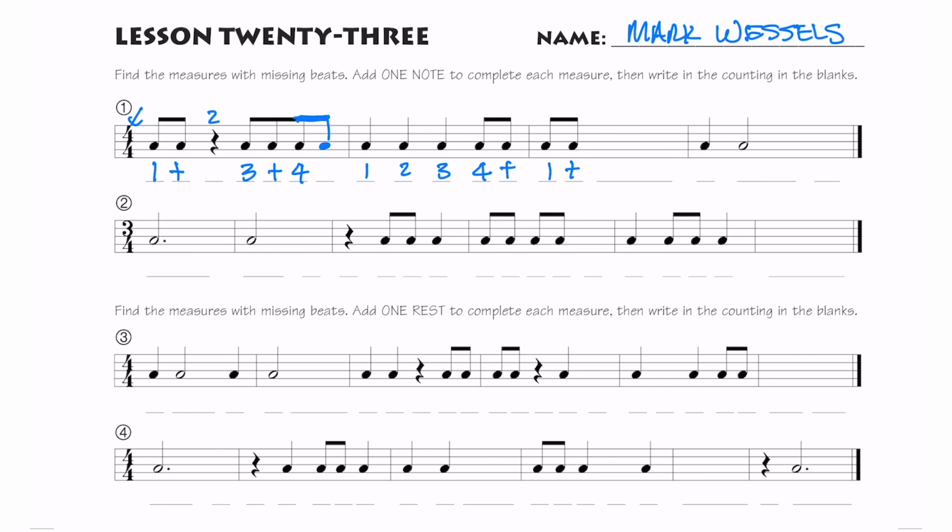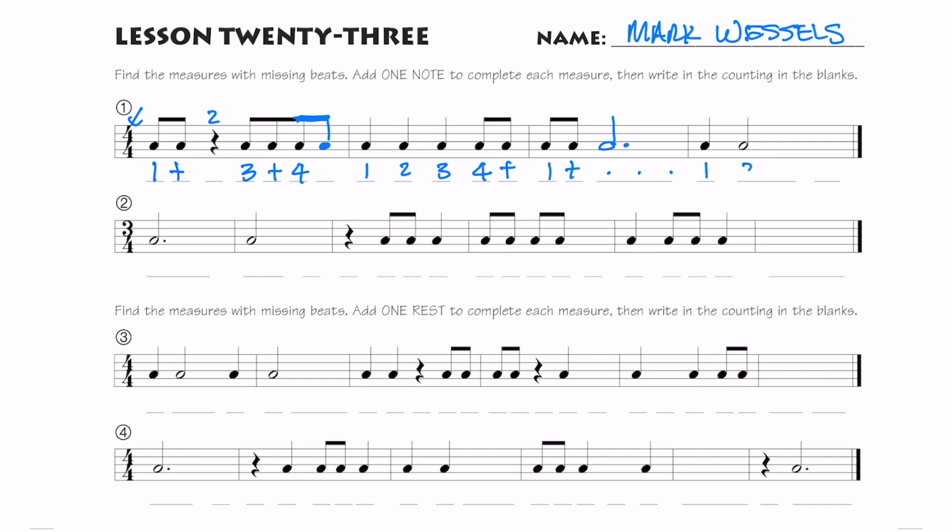Next measure, 1 and. What am I missing? 2, 3, 4. So I'm missing a note with 3 counts. Notice I said note, not rest. So half note gets 2 counts. Dotted half note gets 3 counts.